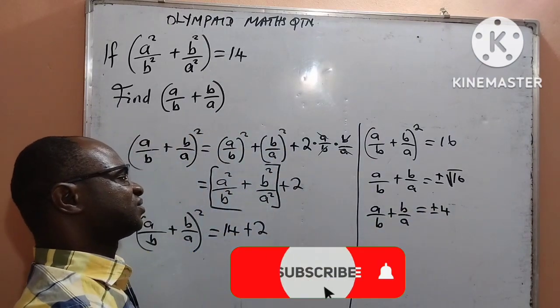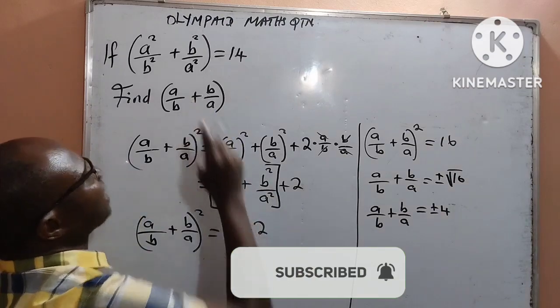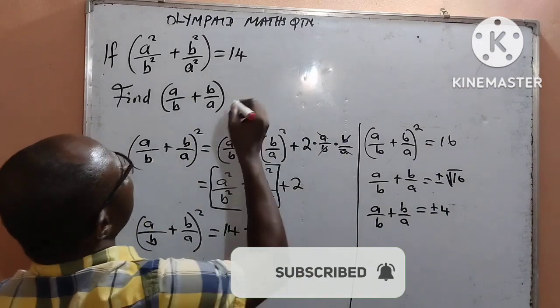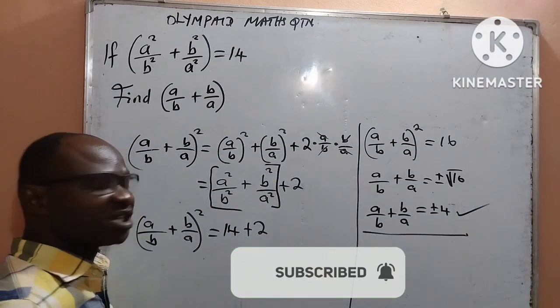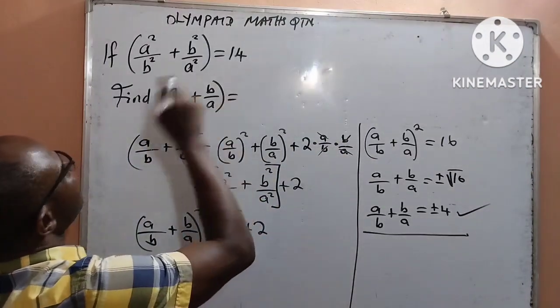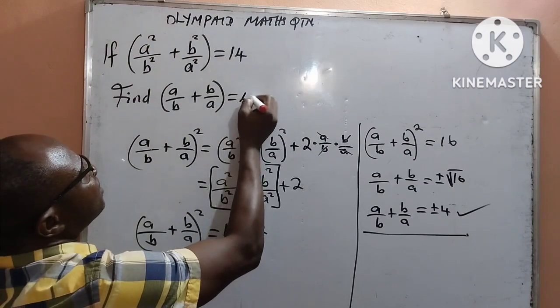What else is left? From the question that we are given, our answer finally is negative or positive 4. So the answer here in the question that we are asked is 4.